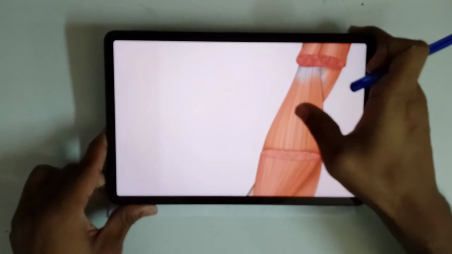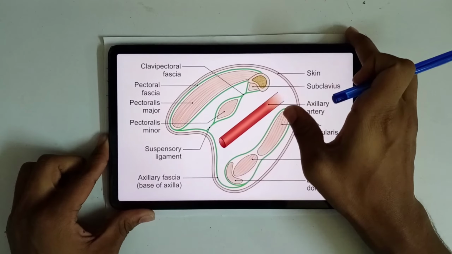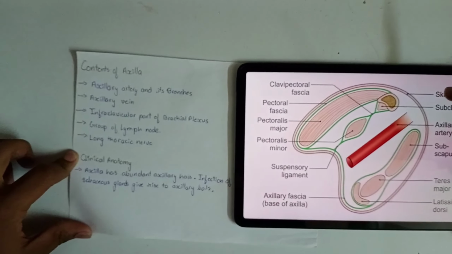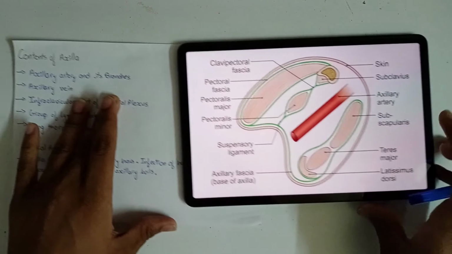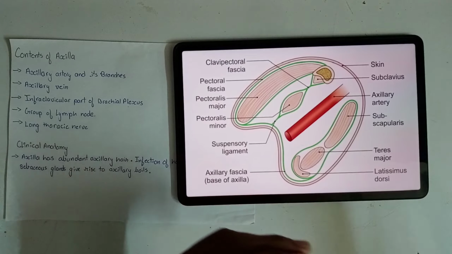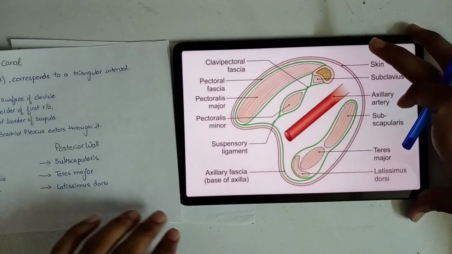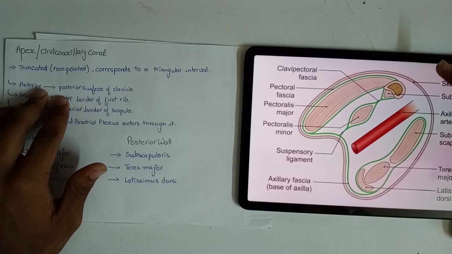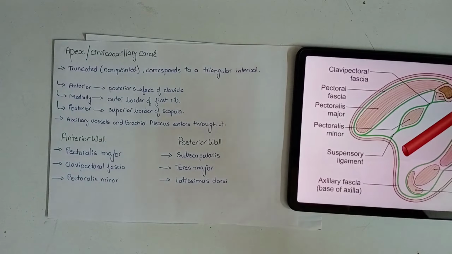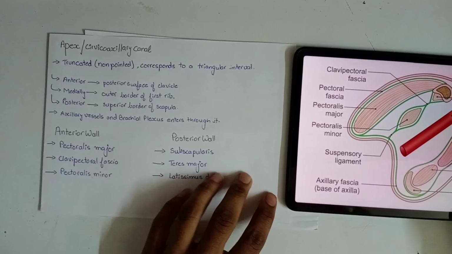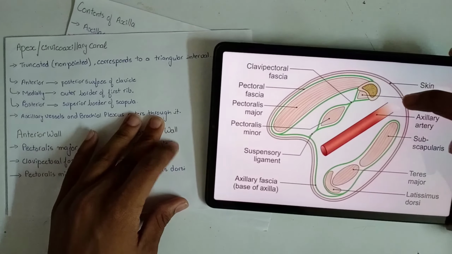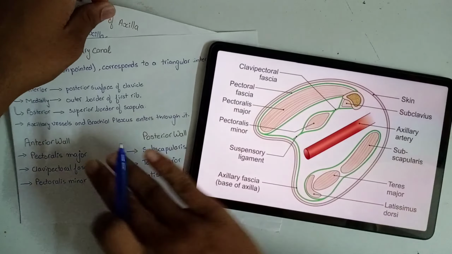Again showing you another diagram. With the help of these diagrams we are doing nothing but just seeing our diagram carefully and noting down the wall formation by those muscles. So this is the view of the axilla.